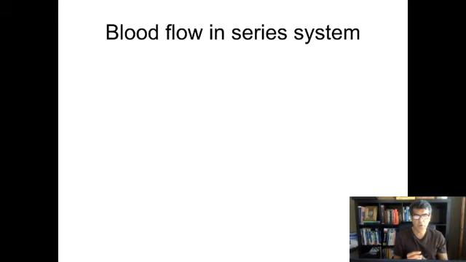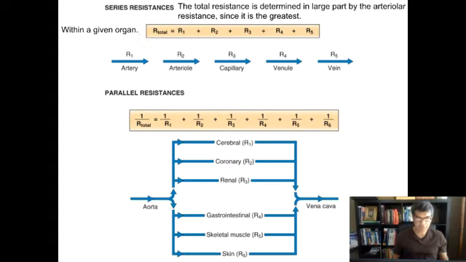Why is it important to know if the blood is going to flow in the series system or in the parallel system? Because, as you remember, if the blood flows in the series system, the total resistance would be the combination of those smaller resistances. So the total R would be R1 plus R2 plus R3 plus R4 plus R5. See, blood is going to come from the artery to arteriole to capillary to venule and to vein. So when the blood goes through this series of vessels, each of these vessels is going to have its own resistance.